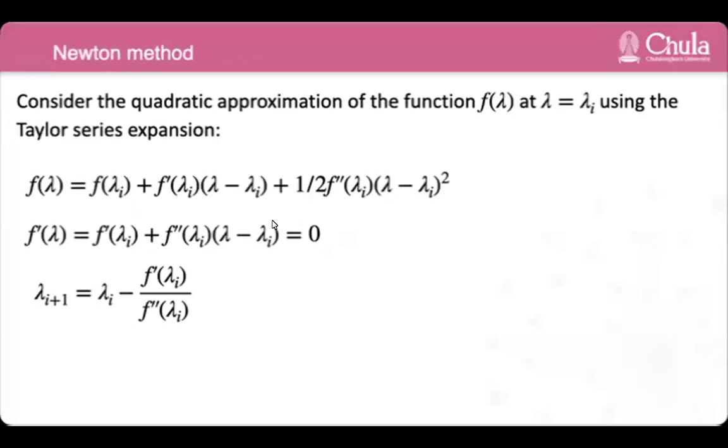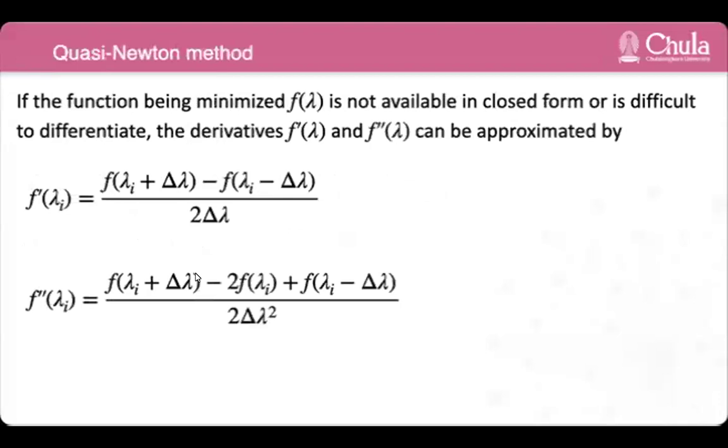For the Newton method, you need information of f prime and f double prime, and you need an analytical method to find the derivative and second order derivative. And if we replace the derivative and second order derivative by using a numerical method, we call it the quasi-Newton method.